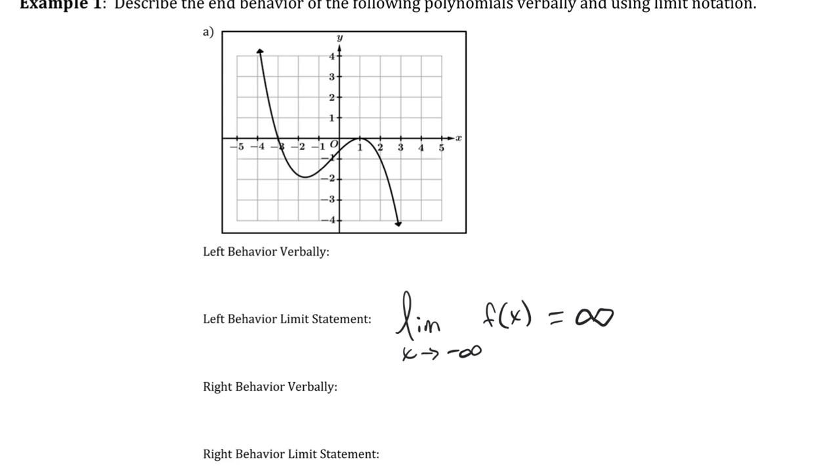How about the right-hand behavior? Verbally, as x grows without bound, our y values go to negative infinity. They decrease without bound. As my x numbers get bigger, my y values get smaller. What does our limit statement look like? The limit as x approaches positive infinity, f of x becomes negative infinity.